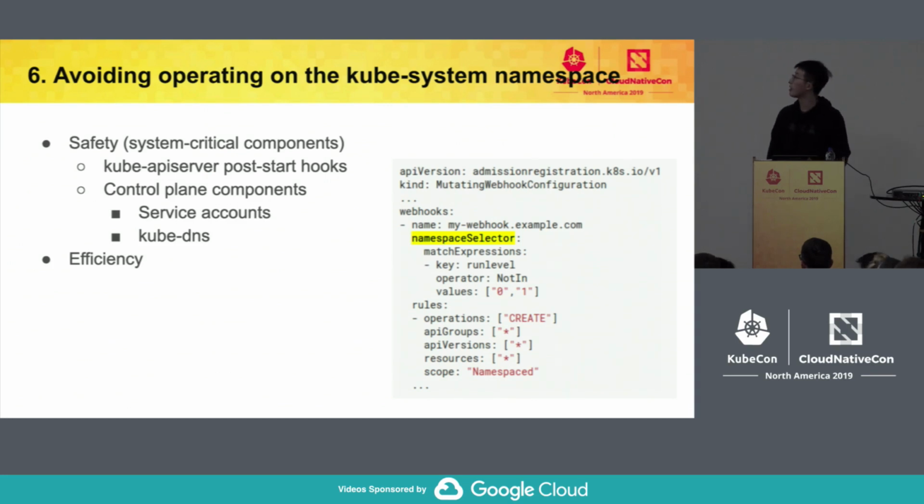For example, here is an object selector that only matches the request in a namespace that doesn't have a run level with value 0 or 1. Also, excluding kube-system namespace makes both the API server and the webhook's backend more efficient because, as we mentioned before, every webhook invocation latency builds up the entire API request latency. Now, by excluding the kube-system namespace, the webhook invocation is scoped to only what is needed.